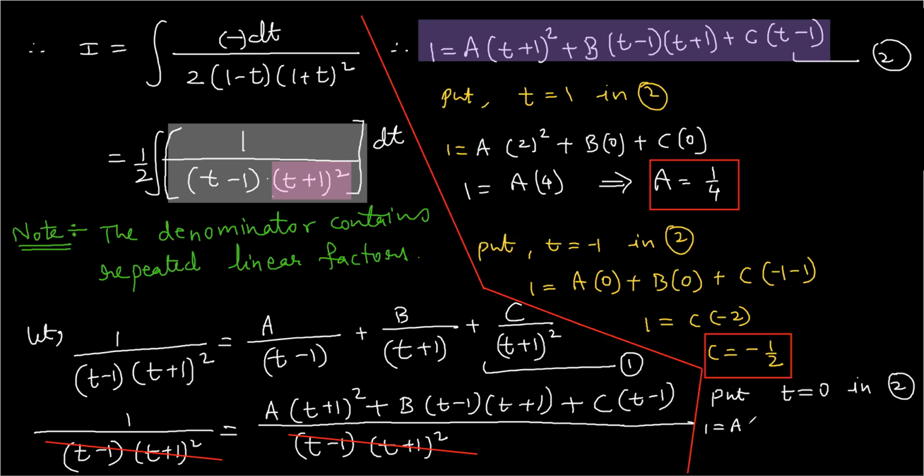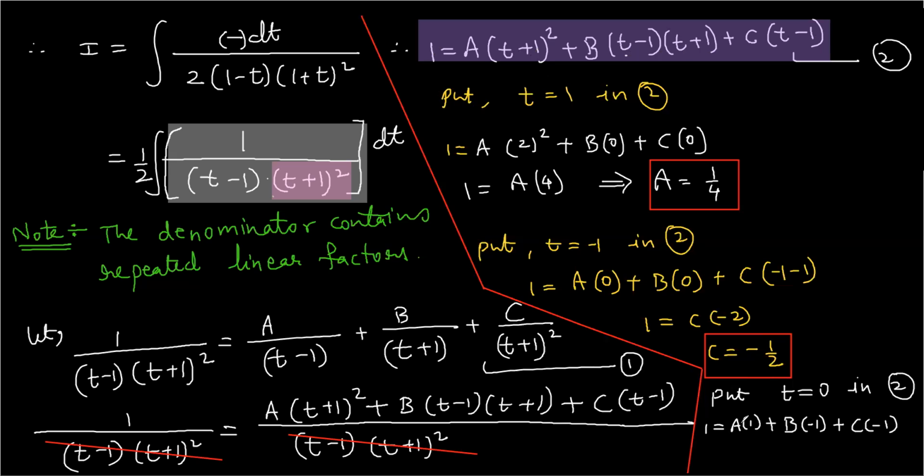0 plus 1 square, that is A into 1 plus B. 0 minus 1 is minus 1, 0 plus 1 is plus 1. So it is minus 1 into 1, that is minus 1, plus C, and at T equals 0, C into minus 1. This is what you get.